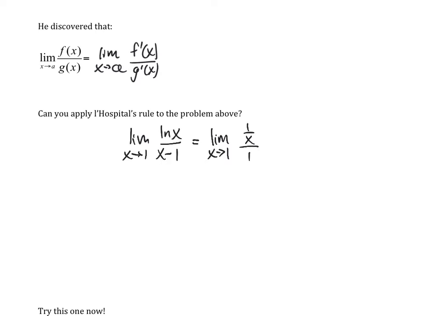Now, what I'm going to do is try to plug in the value of 1 again. So I get 1 over 1 all over 1. So you get 1 over 1 over 1, we get 1. And that is our limit.